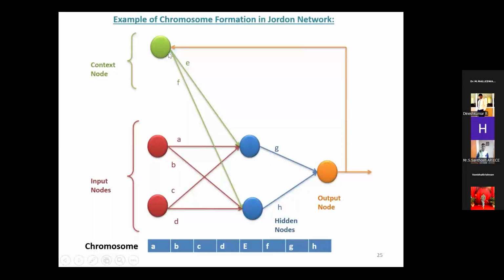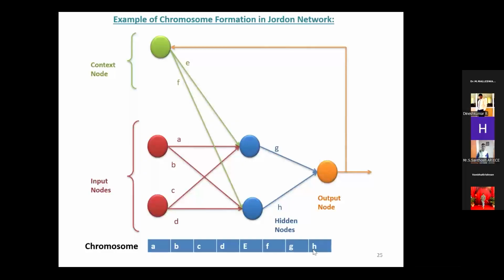Similarly, for the context node also, we form weight values like E and F. So the combination of all these weight values, I consider as the chromosome formation. Because in a neural network operation, every time you do an iteration, the only parameters which undergo change are the weight values. So I select these weight factors as the chromosome, because in each iteration, these values keep on changing.